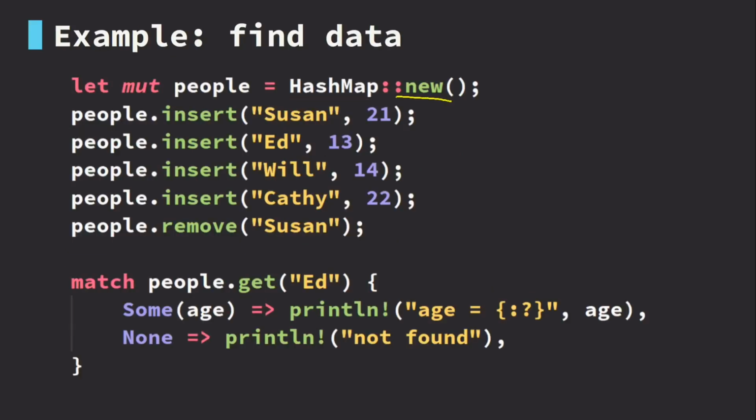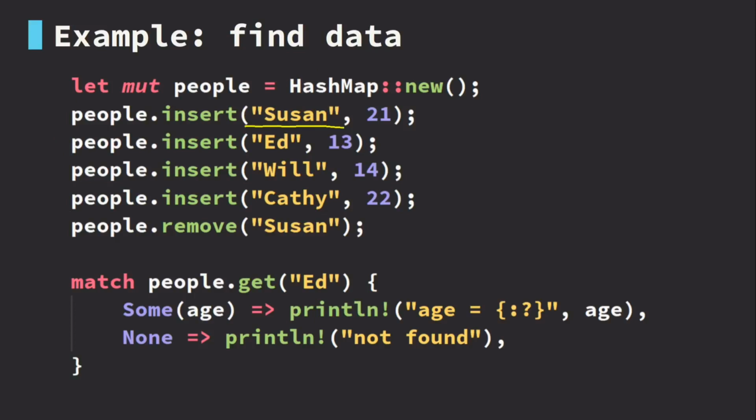Here we're creating a new hash map using the new function that's defined on the hash map structure. When creating new hash maps, you'll need to use a mutable variable because we'll have to manually insert the data within the hash map. Here we can see that we are calling the insert method that's defined on the hash map structure, and we're inserting some data.